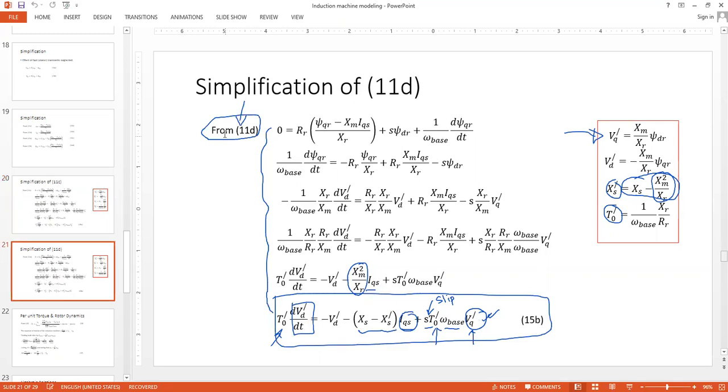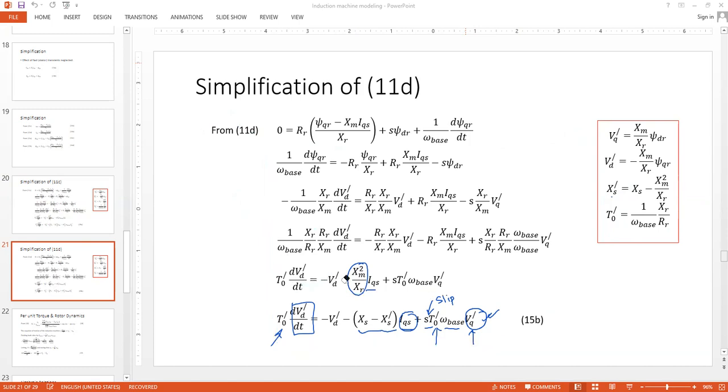Similarly, we do something with 11D. In that 11D, on the left-hand side, we had VQR. So VQR is assumed to be 0 because of the short-circuited rotor coils or rotor terminals. Then you have RR IQR, this is IQR replaced, plus S psi dr plus 1 upon omega base d psi QR by dt. So like the previous slide, here also all those 4 assumptions are listed, or simplifications are listed. And using all these 4, we can reach up to this point. In between, we have some steps that are pretty straightforward.